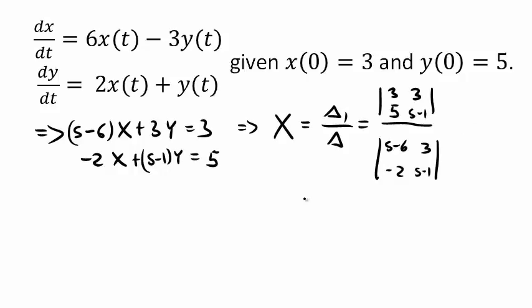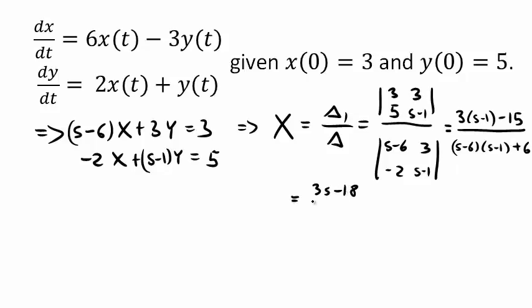So this is going to be, in the numerator, 3 times (s minus 1) minus 15, and in the denominator I get (s minus 6) times (s minus 1) plus 6. So if I simplify this further, I get 3s minus 18 in the numerator, and in the denominator I will get s squared minus 7s plus 12. So this is my capital X, which is the solution in the frequency space for X.